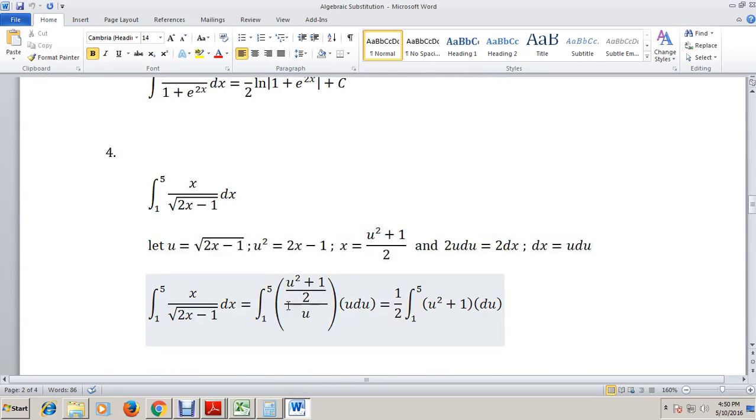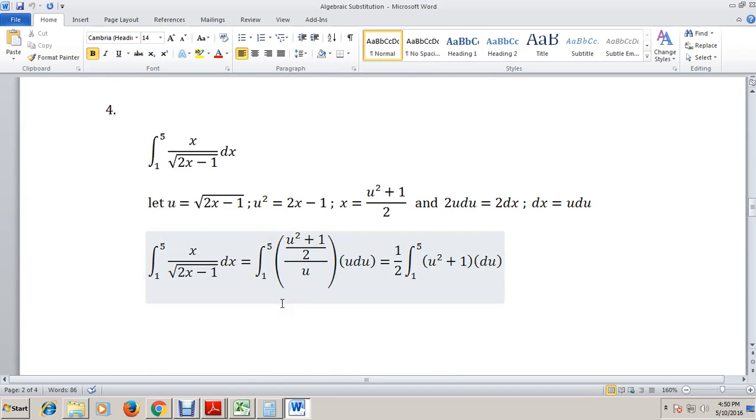Okay, so let's have example number 4. Let's have the integral of x over the square root of 2x minus 1 dx. You need to integrate this definite integral from 1 to 5. At this point we let u equal the whole of the square root of 2x minus 1. Of course we have x dx. We need to find a representation for dx, and we need to find a representation for x.